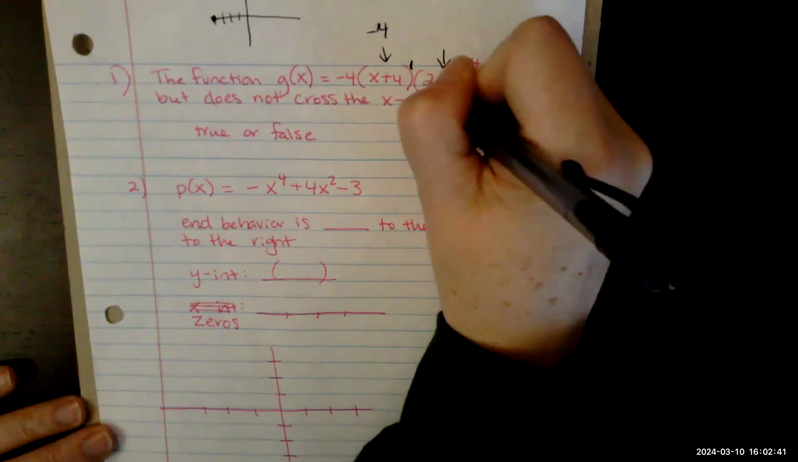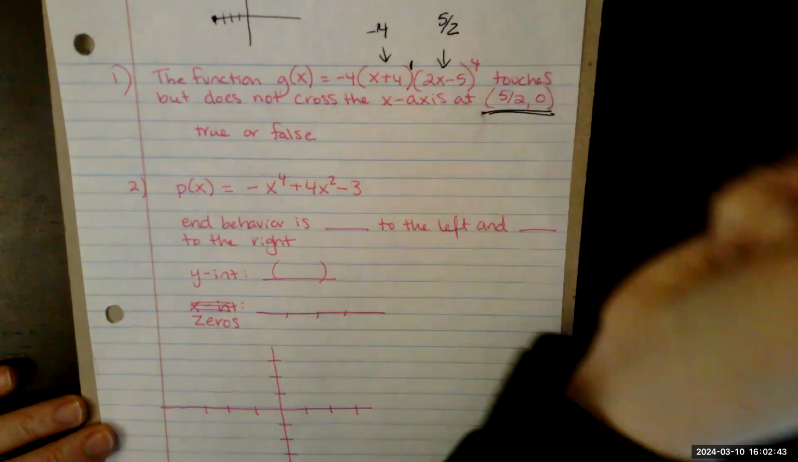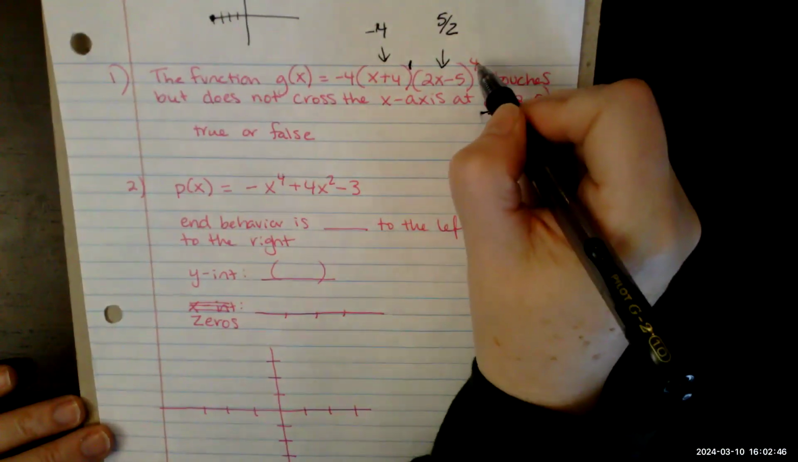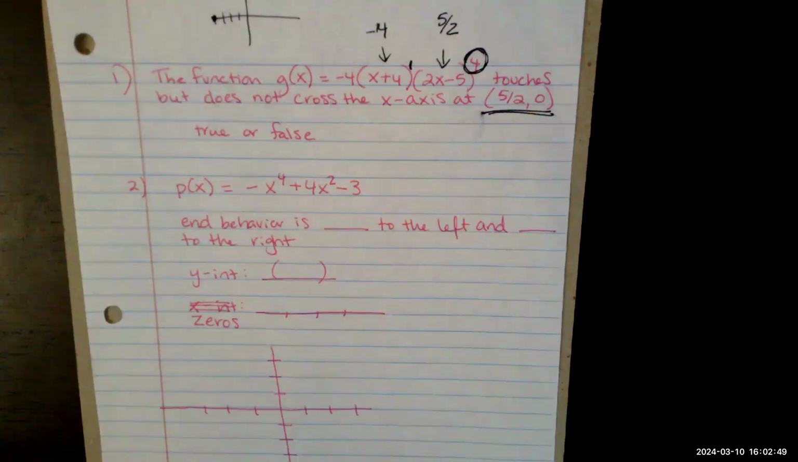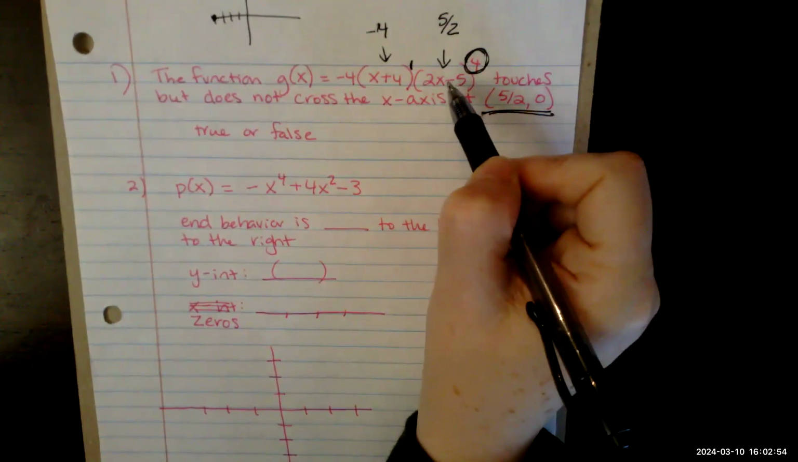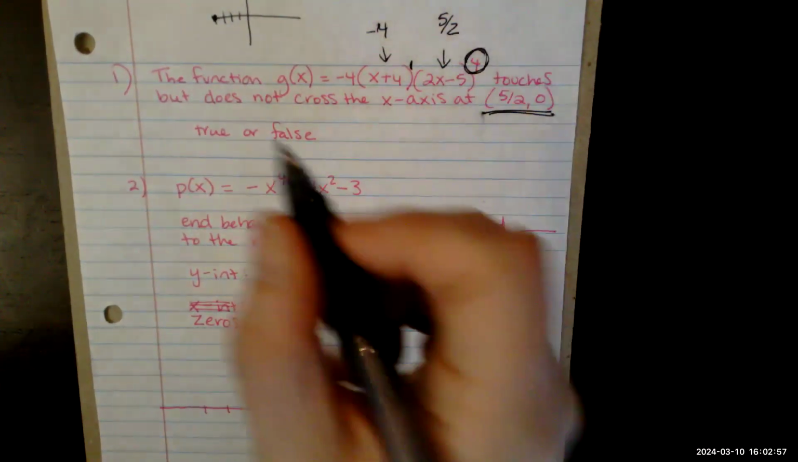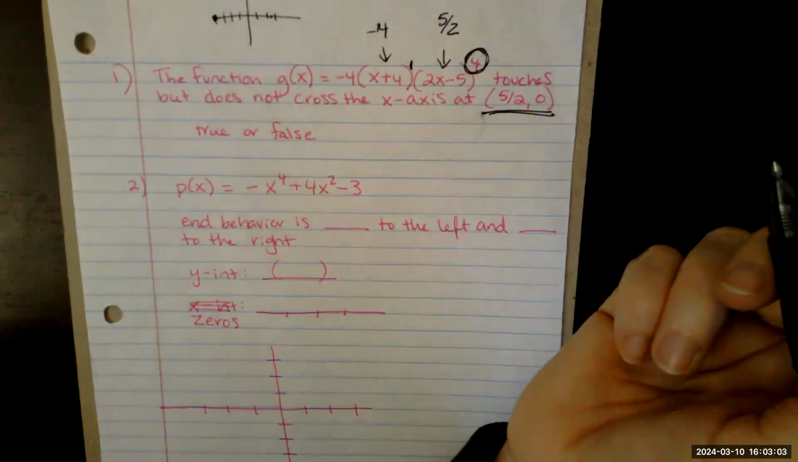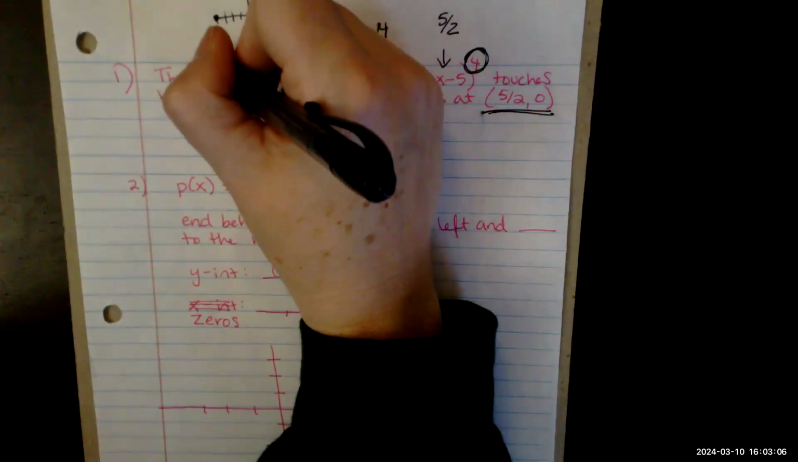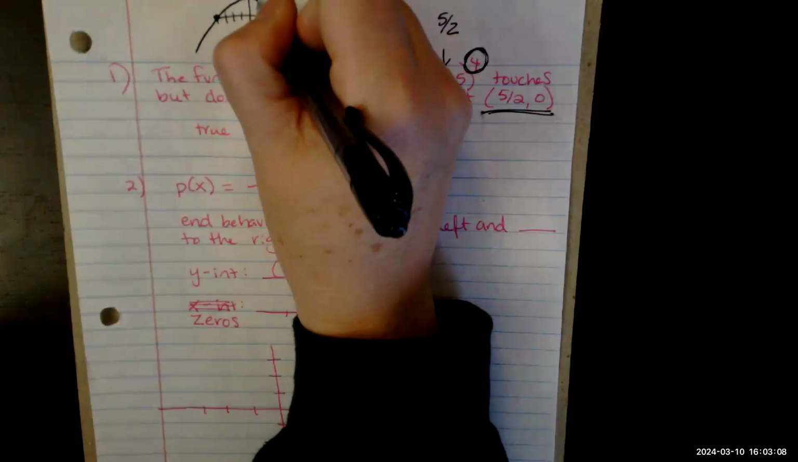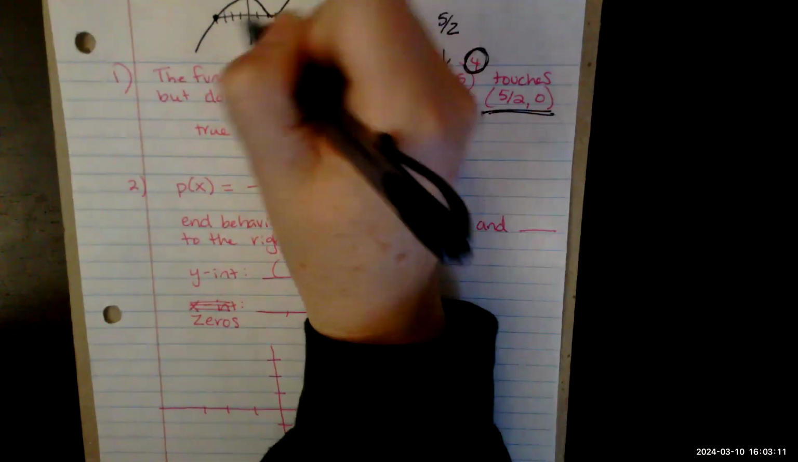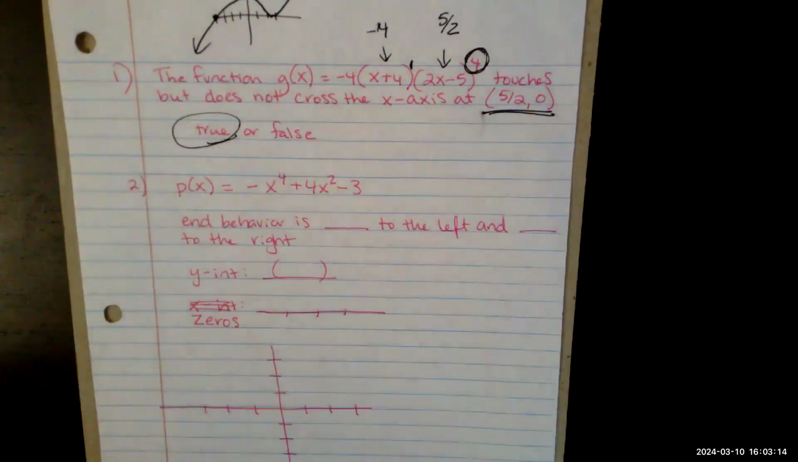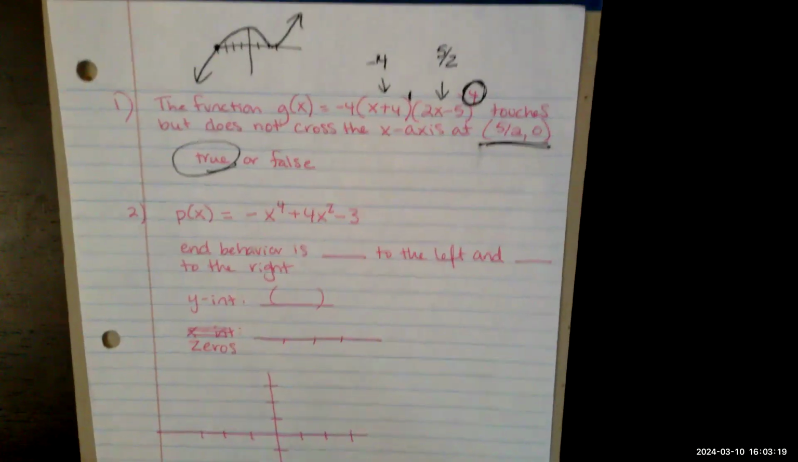But then here, if we set this equal to 0 and solve, we also have a 0 at 5/2, and there are 4 of those. That's what that 4 means, that there are 4 of those zeros. So wouldn't that mean that at 5/2, which is 2.5, it would bounce at some point? So this would be something where we go straight through here, but at 5/2, we bounce. So true, at 5/2, it touches but does not cross the axis.